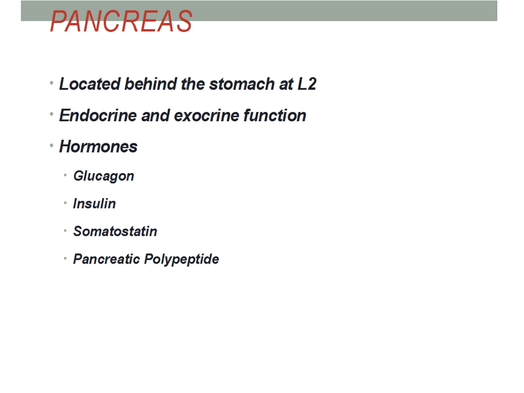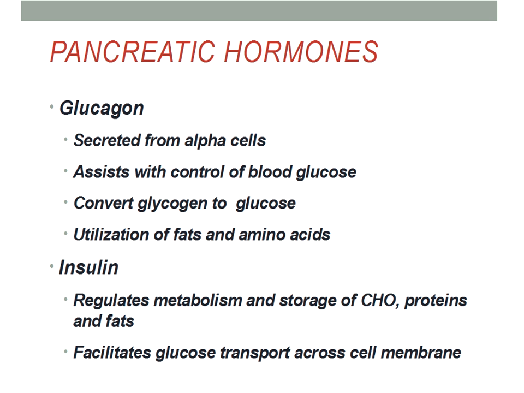Somatostatin we already talked about, and pancreatic polypeptide I'm not going to worry about. There it is, glucagon is secreted from alpha cells. It assists with control of blood glucose. It converts glycogen to glucose, helps to utilize fats and amino acids.